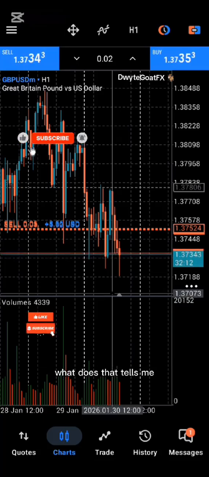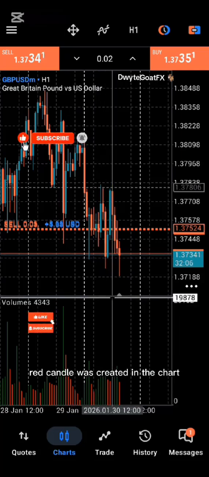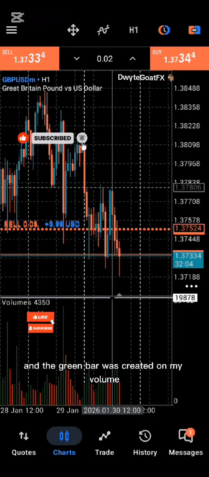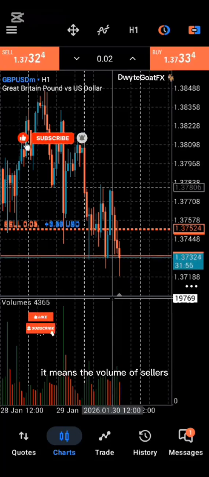What does that tell me? It tells me that when the first red candle was created in the chart and the green bar was created on my volume, it tells me how strong the sellers are. It means the volume of sellers are stronger than that of the buyers.